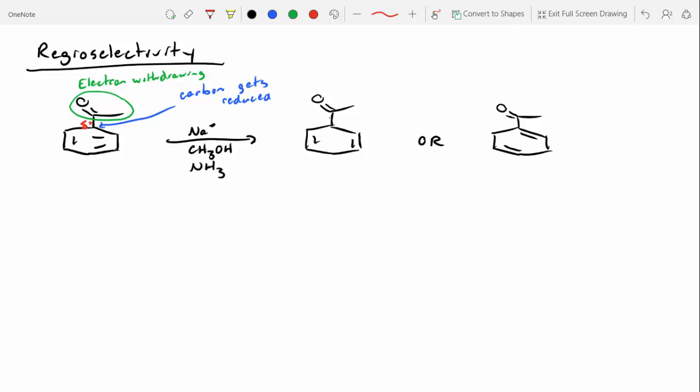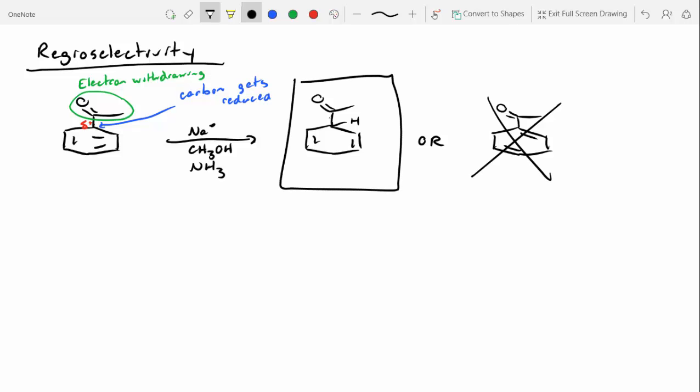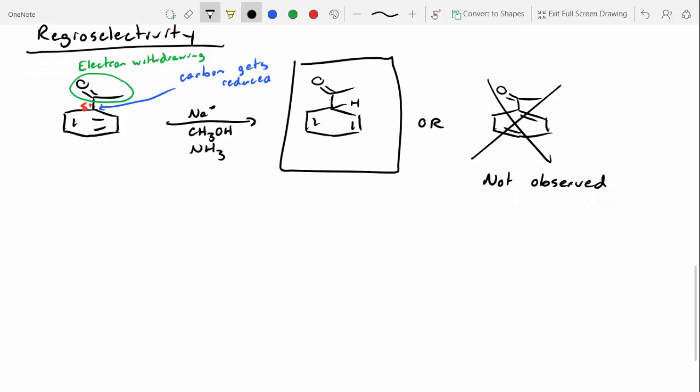The left one, right? If we look at this one gained a hydrogen, and it's also gained electrons in that process too. So if we look at this compound is not formed. This is going to be your product. It's a little bit strange that this one is not observed. However, it's all due to the electron withdrawing substituent coming off of the benzene ring. Let's take a look at a different example.